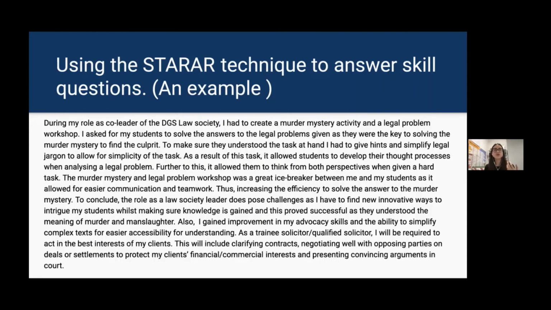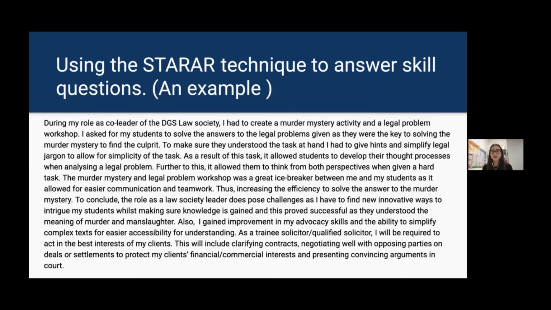So this also shows a really clear understanding of the role of a trainee, which is also something that is really helpful to include in applications, because you find that actually lots of people don't know what a trainee does and don't really know the day-to-day of what they get up to. So that's always really positive. So I will be required to act in the best interests of my client. This will include clarifying contracts, negotiating well with opposing parties on deals or settlements to protect my client's financial/commercial interests and present convincing arguments in court. So again, all those things are super helpful.